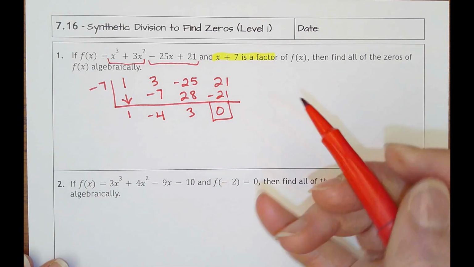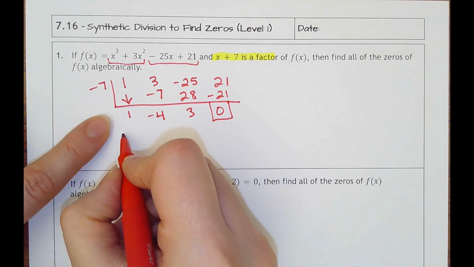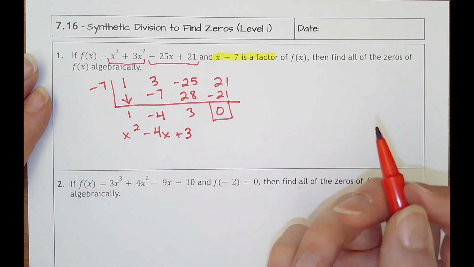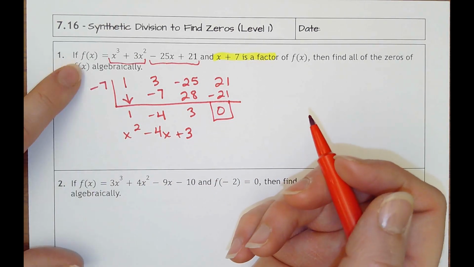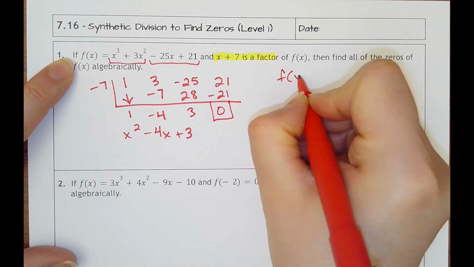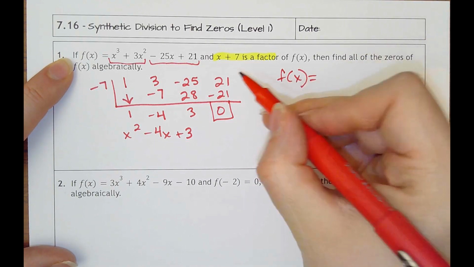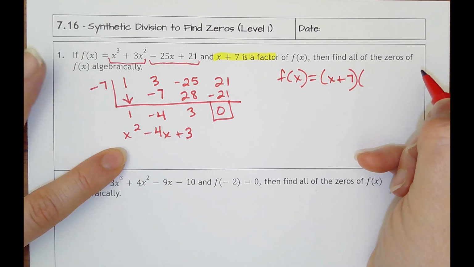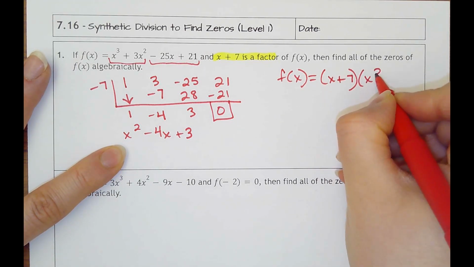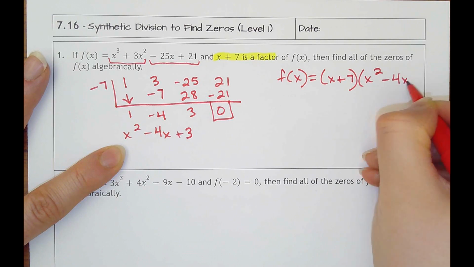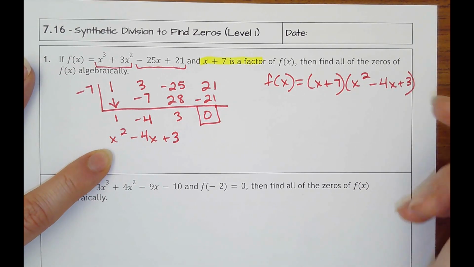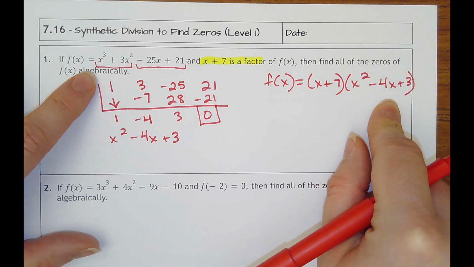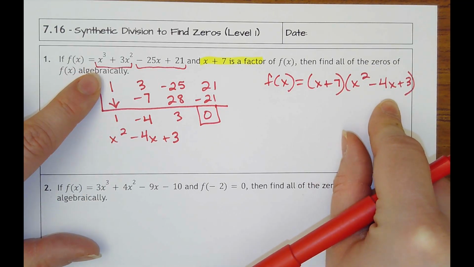I'm going to write what this polynomial really is now. This is x squared minus 4x plus 3. Okay, so I'm going to now write what the function is. The function factored is, I know I had an x plus 7. They told me that in the problem. And then I know when I factor out an x plus 7, I'm left with the polynomial x squared minus 4x plus 3. Does that hopefully make sense? If I were to FOIL or multiply, distribute, whatever this, it would end up back to this. I definitely don't want to do that.